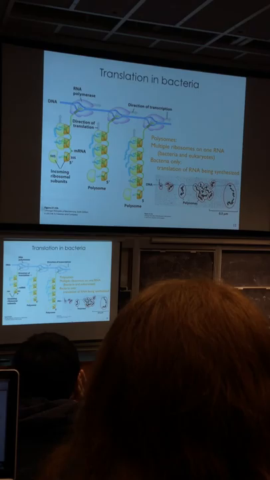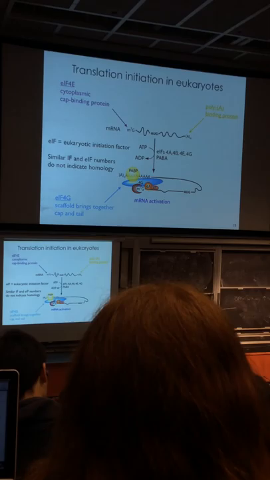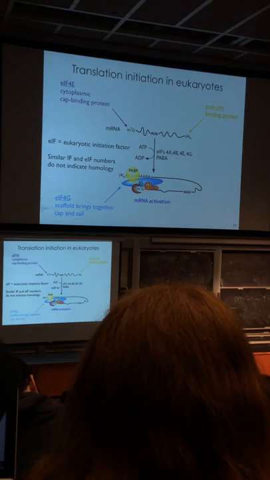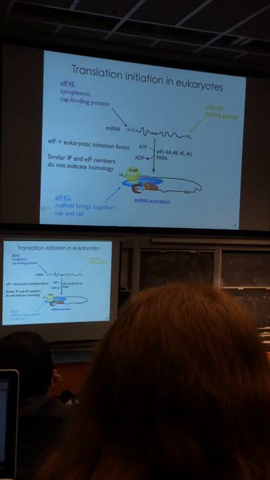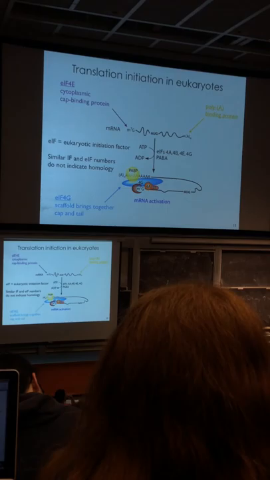So translation initiation in eukaryotes is carried out by an almost totally separate and non-homologous set of protein factors that recognize some of the features that are unique to eukaryotic mRNAs. Two important ones are a protein factor called EIF4E. EIF stands for eukaryotic initiation factor, and so these are distinct from the IFs that are present in bacteria. There's IF1, 2, and 3 in bacteria.